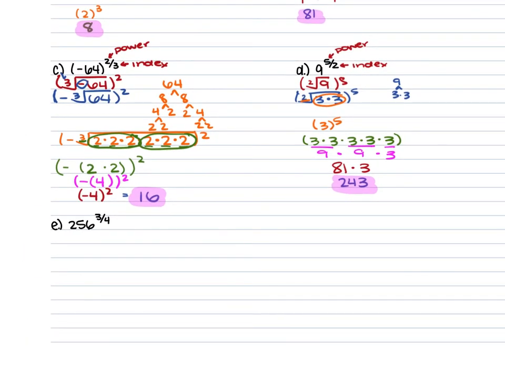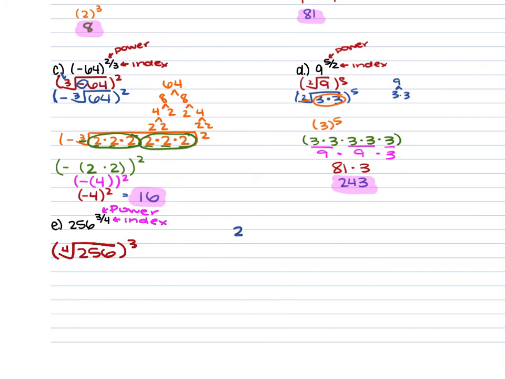For example E, we have 256 raised to the 3/4 power. So that 3 is our power. That's going to stay. That 4 is our index. So this is going to be written as the 4th root of 256, all raised to the 3rd power.